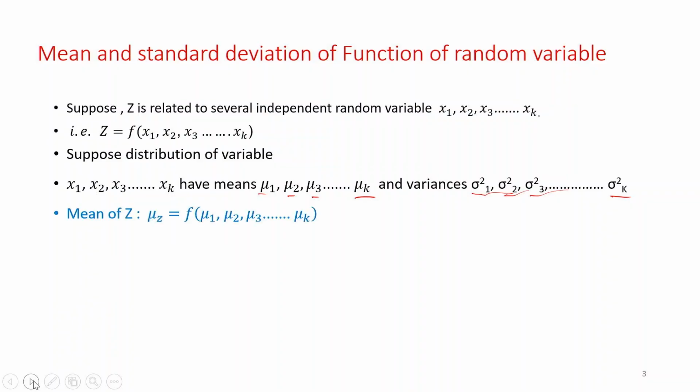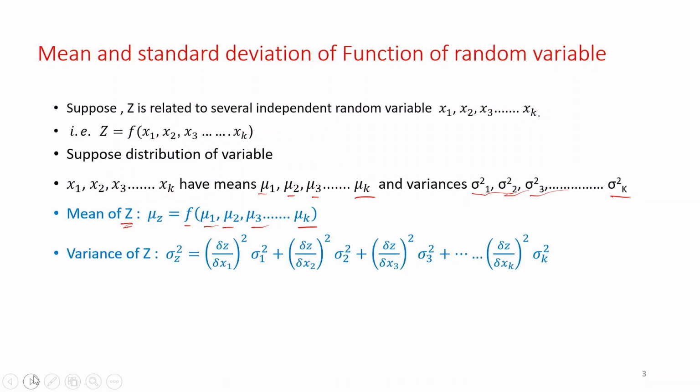Then what this theory says is that the mean of the variable z, which is a function of x1, x2, x3 up to xk, will follow the same function of mu1, mu2, mu3, mu_k. So the functional relationship is exactly the same. x1, x2, x3 will be replaced by mu1, mu2, mu3 up to mu k. This is one important relationship between the variable z and the variables x1, x2, x3 up to xk.